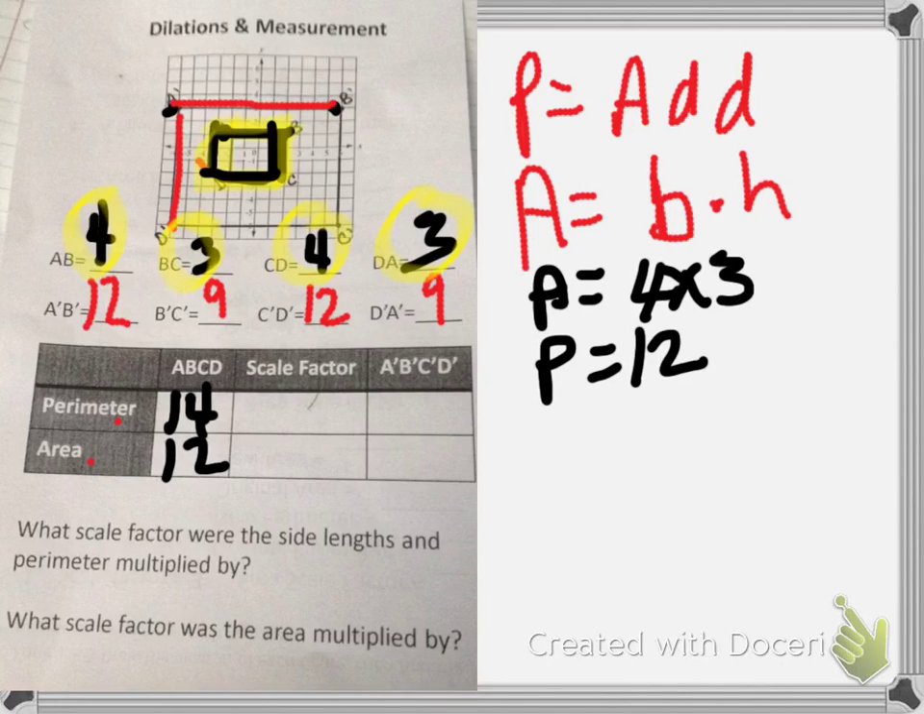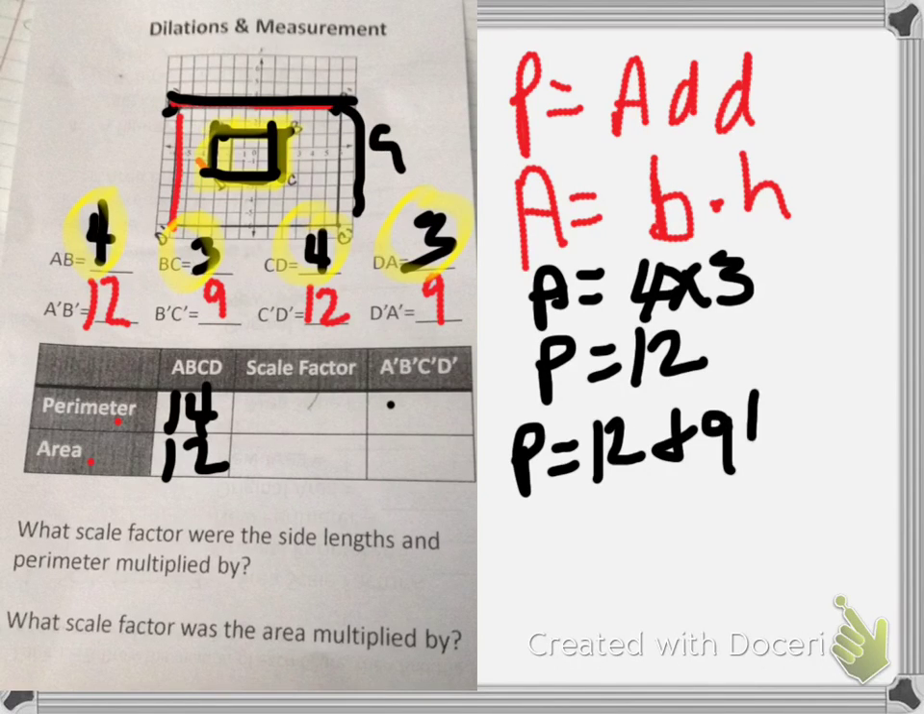Okay, next I'm going to go to A, B, C, D, because I don't want to do the scale factor yet until we put all this information in the table. So A, B, C, D, if you look, it has a length from A to B of 12. And then plus 9. That's this side here, that's 9. Plus 12 again. And then plus 9. When I add up all of those pieces, I get 42.